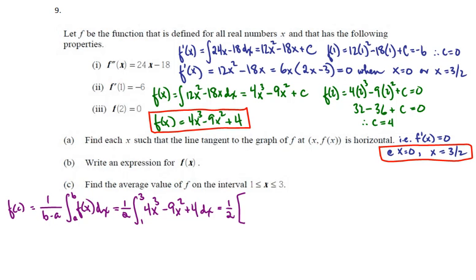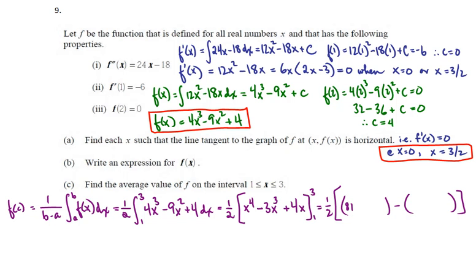Alright, so the antiderivative of 4x cubed is 4x to the 4th over 4, and that's just x to the 4th. Then minus 9x cubed over 3, so that's 3x cubed. Then plus 4x, and from 1 to 3. So I set up my brackets. 3 to the 4th power is 81. Then 3 squared, sorry, that should be a third power there.